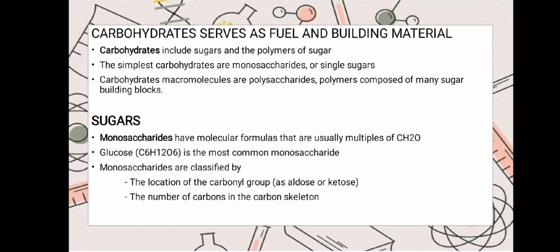Sugar monosaccharides have molecular formulas that are usually multiples of CH2O. Glucose, C6H12O6, is the most common monosaccharide. Monosaccharides are classified by the location of the carbonyl group as aldose or ketose, and by the number of carbons in the carbon skeleton.